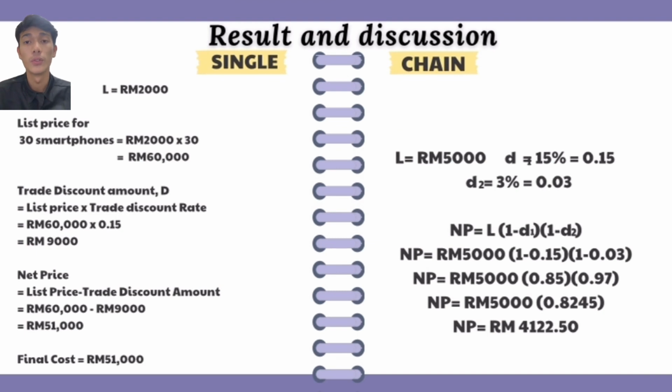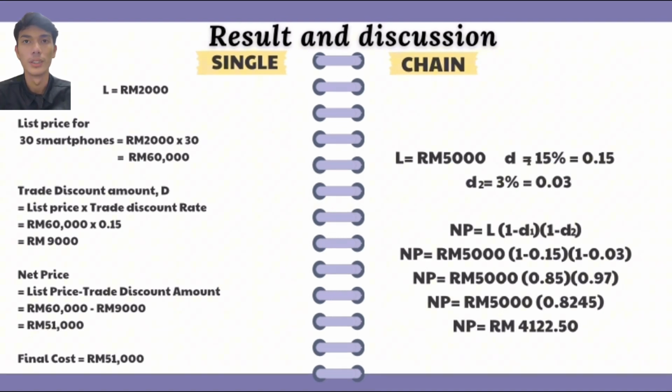The solution to find the final cost for single trade discount. Firstly, you must find the list price for 30 smartphones. 2,000 ringgit multiplied by 30 equals 60,000 ringgit.